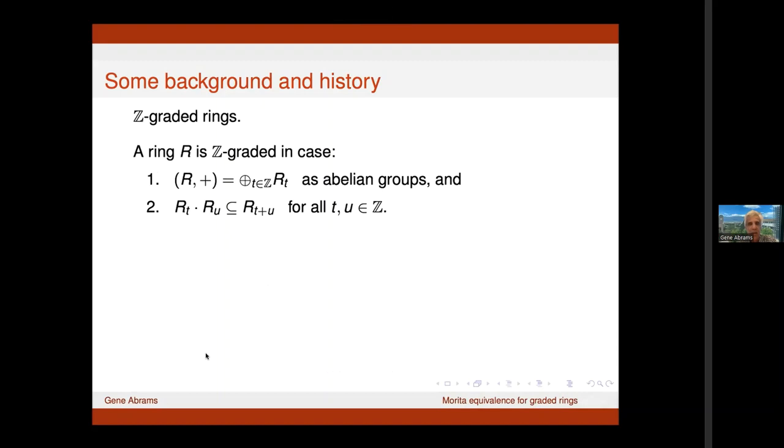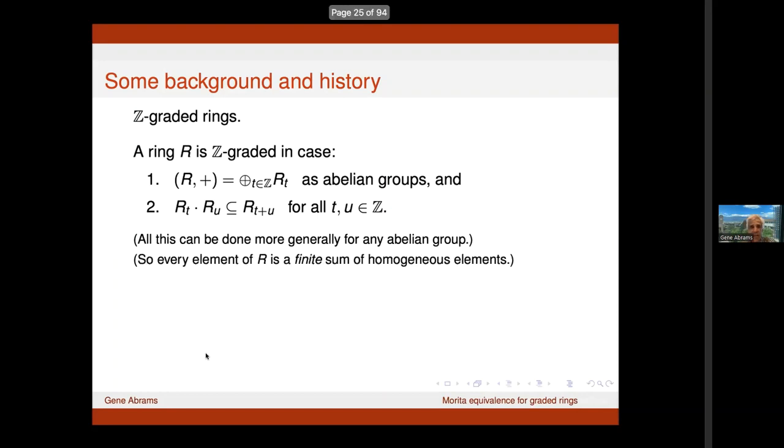Next, here's what it means to be a Z-graded ring. Z is the additive group of integers here. A ring is Z-graded in case, in the additive structure, the ring decomposes as a direct sum of abelian subgroups indexed by the integers, with the property that products of things in the appropriate subgroups are consistent with the appropriate addition in the integers. So if you take something in the t component, something in the u component, and you multiply, you get something in the t plus u component. This idea can be done for any abelian group. We'll focus on the integers today.